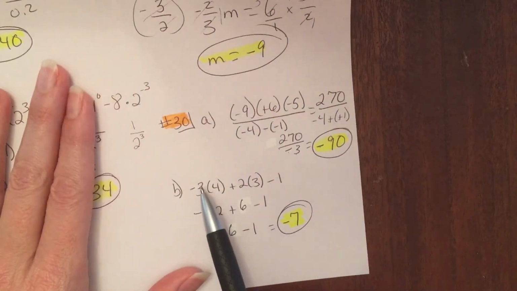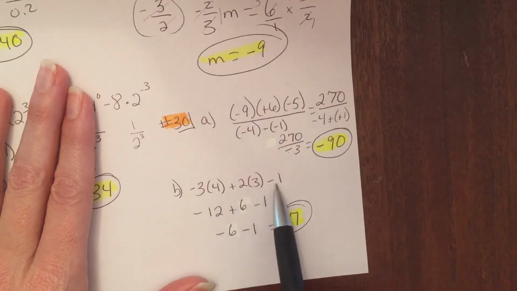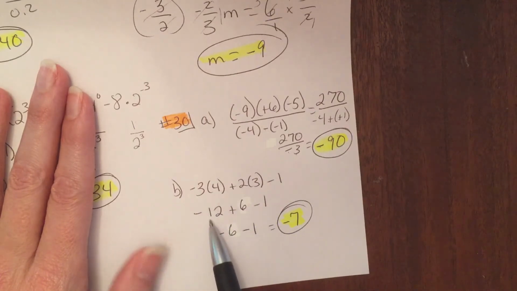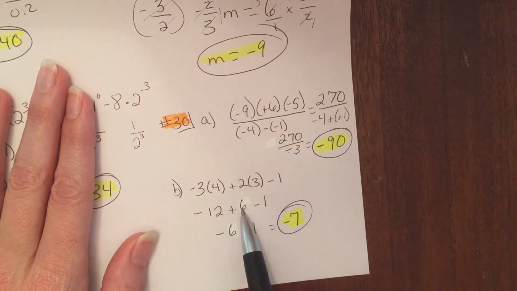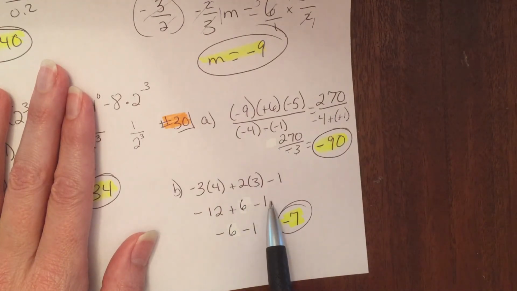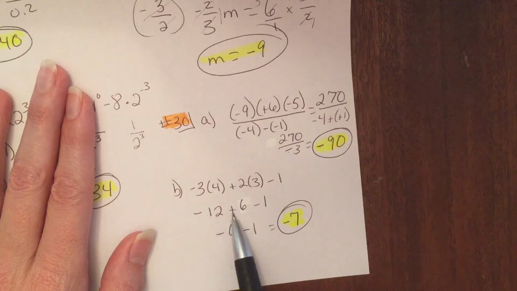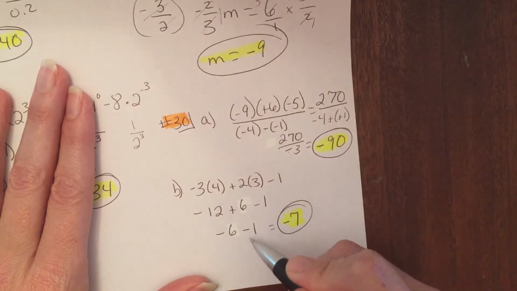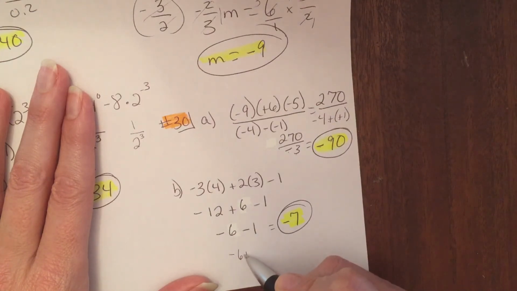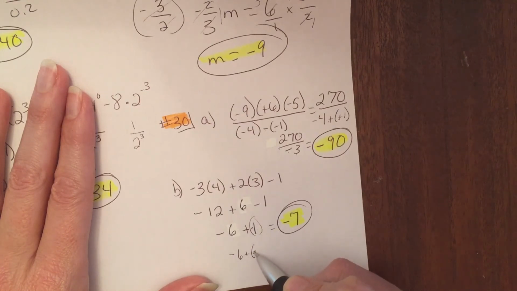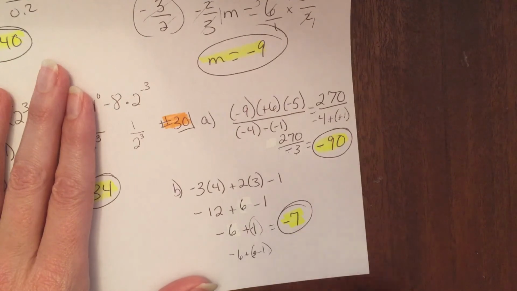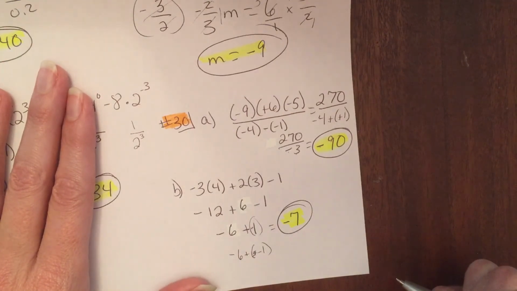Last one. Negative 3 times 4 plus 2 times 3 minus 1. Do our multiplication first. Negative 3 times 4 is negative 12. Plus 2 times 3 is 6, minus 1. Now we're going to add and subtract from left to right. Negative 12 plus 6 is negative 6, minus 1. We could think about this as negative 6 plus the opposite of 1, which is negative 1. Negative 6 and a negative 1 make negative 7.